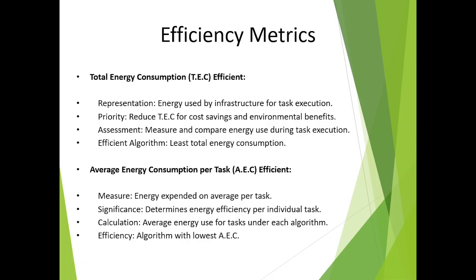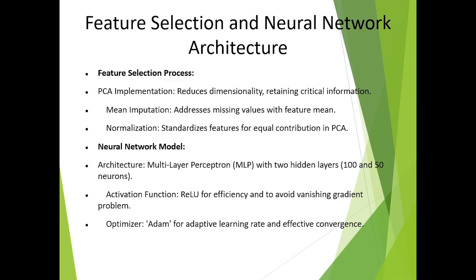When it comes to total energy consumption, the objective is to minimize it. So the algorithm with the minimum total energy consumption is termed most efficient. And coming to average energy consumption per task, it is very similar to the above case. We look for minimization only, and the algorithm with the least average energy consumption per task will be determined as most efficient.